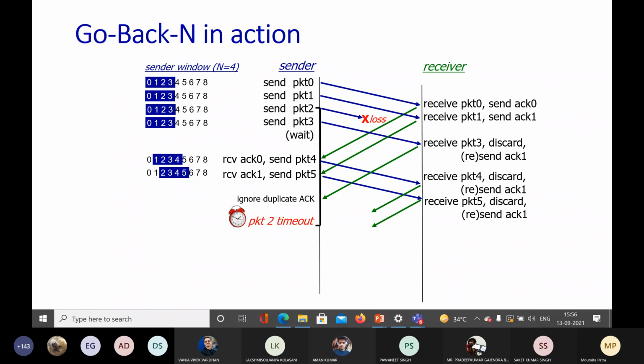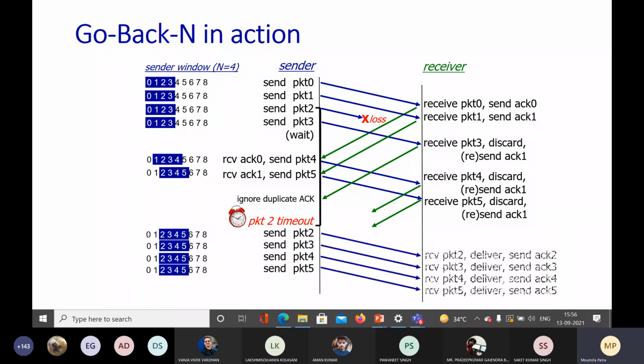Within this, what happens? For packet number 2, by this time, the timeout goes off. Once the timeout goes off, only then will the sender realize that this packet's timeout has gone. So this packet and all the subsequent packets may or may not have been received correctly, right? So it will simply resend the packets starting from 2 and including 2. So 2, 3, 4, 5. These will be transmitted again. You can see these are again transmitted.